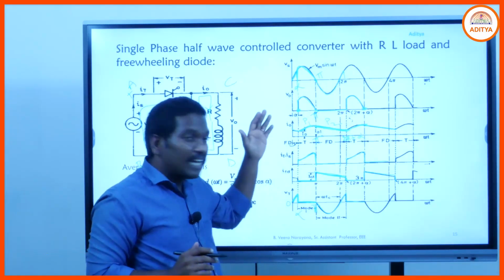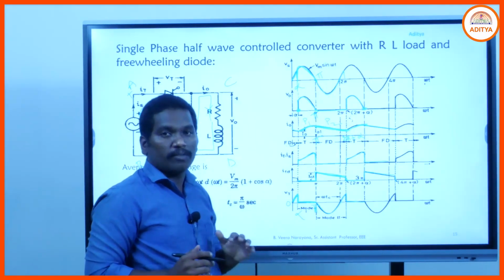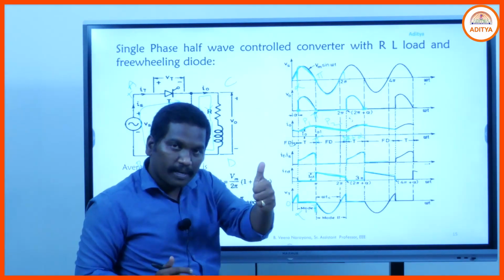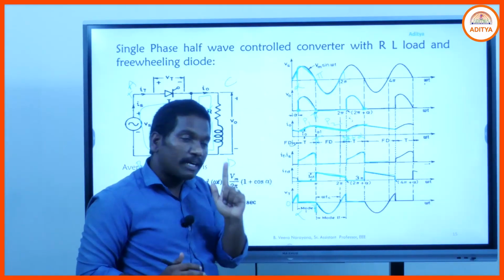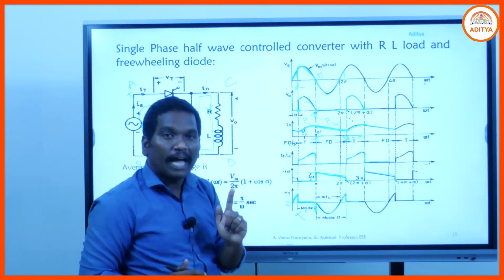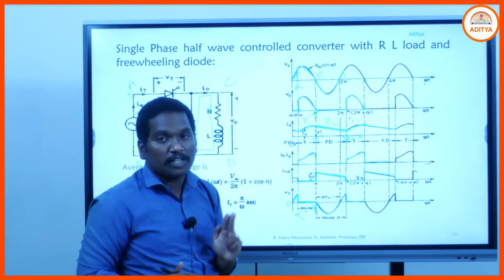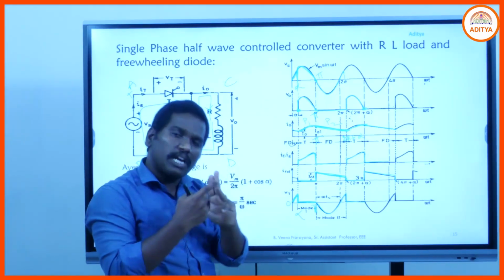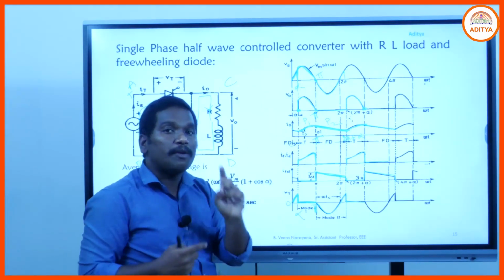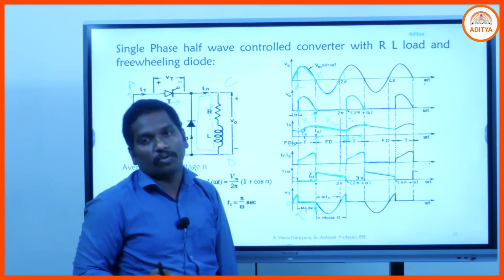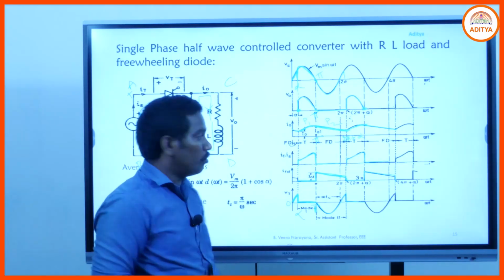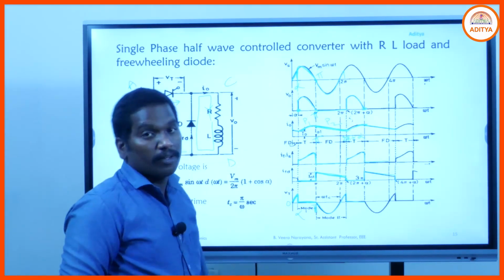So these are the main advantages of the freewheeling diode. First one is that load performance is better. Second one, power delivered to the load increases and we are able to get the continuous conduction mode. And the most important advantage of the freewheeling diode, input power factor is improved. These are the advantages of the freewheeling diode.